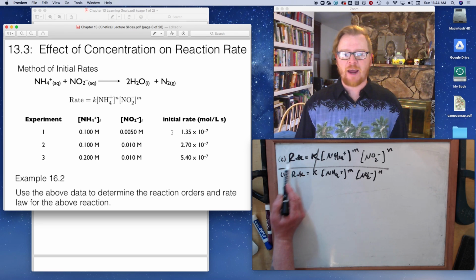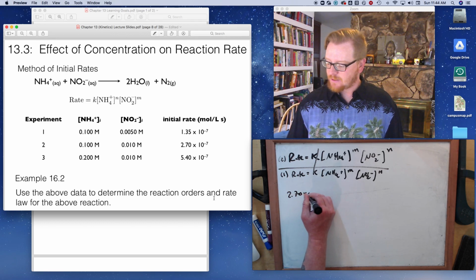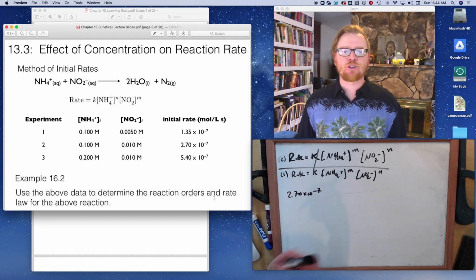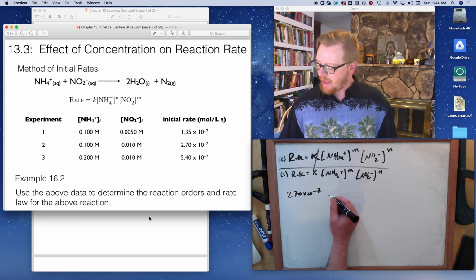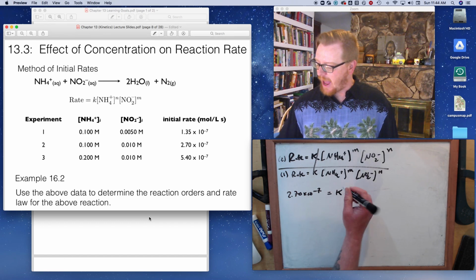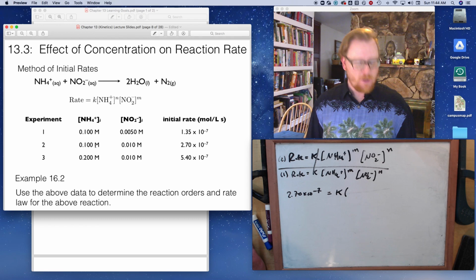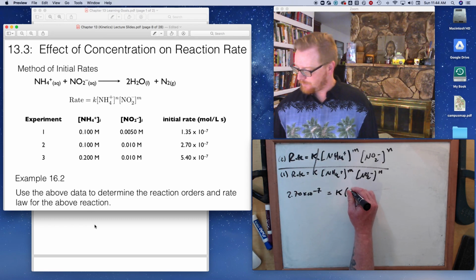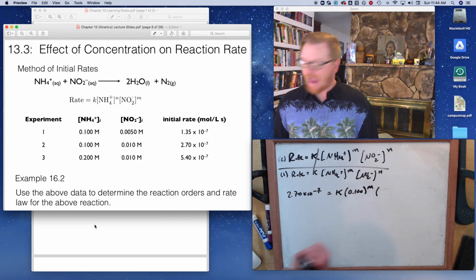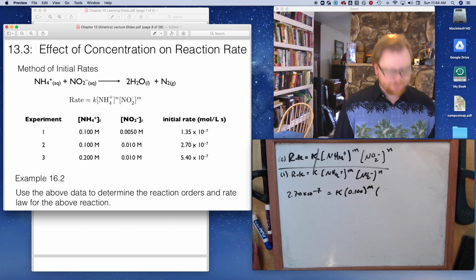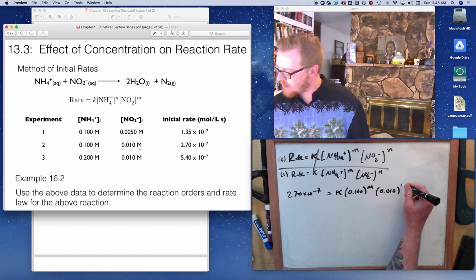So first I'm going to pick the rate from number 2, which is right here, 2.7 times 10 to the negative 7. And I'm also going to drop the units in my equation because I can see all the units are going to be self-consistent. And that is equal to K, which we know is going to drop out. And the ammonia concentration for experiment 2 was 0.1 molar. And that's raised to some power m. And then the nitrite concentration is 0.01 molar. And that's raised to some power n.